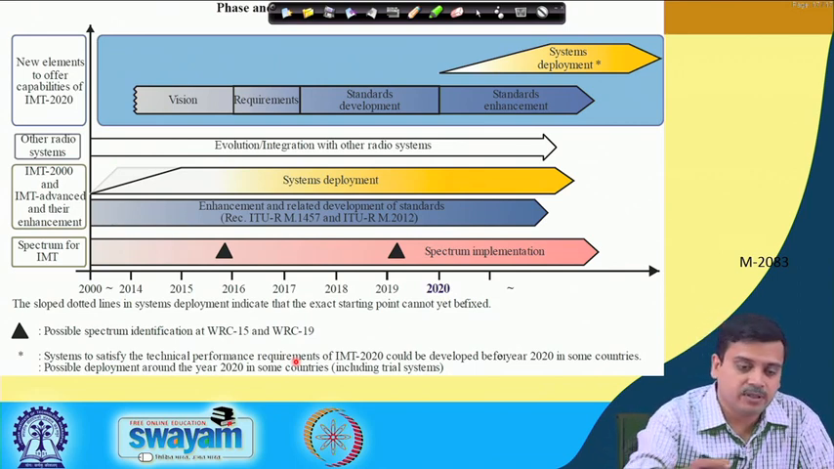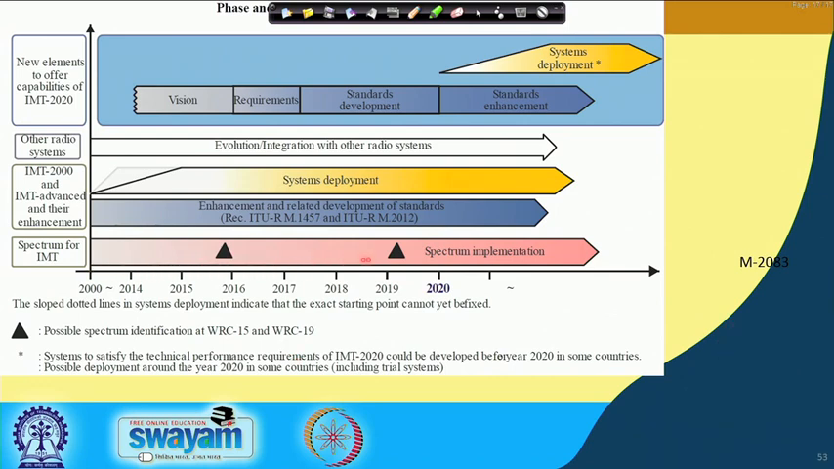So again, as per the report, we have a brief summary of how things have been happening from 2000 to 2020. Initially there were issues with spectrum, then IMT-2000, finally came IMT Advanced, and then IMT-2020, where the activities started somewhere around 2012, 2013, 14, and we are currently in this phase where the standards development activity is going on. Release 15 is already done, and work is going on towards the next release in terms of 3GPP.